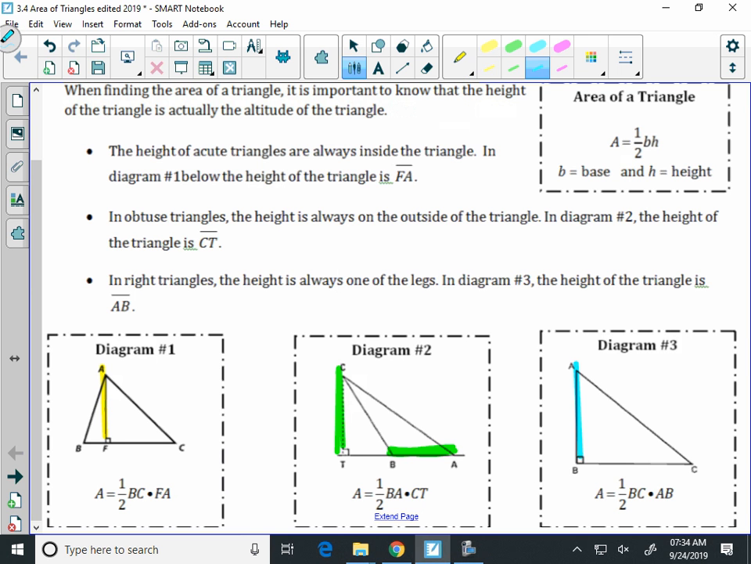And if you get them mixed up, it's not the end of the world. You'll still get the same answer. So if we were finding the area of this right triangle, it would be 1/2 the base, which is BC, times the height, which is AB. Questions over that? We'll do some examples, and we'll see how this works in the coordinate plane.